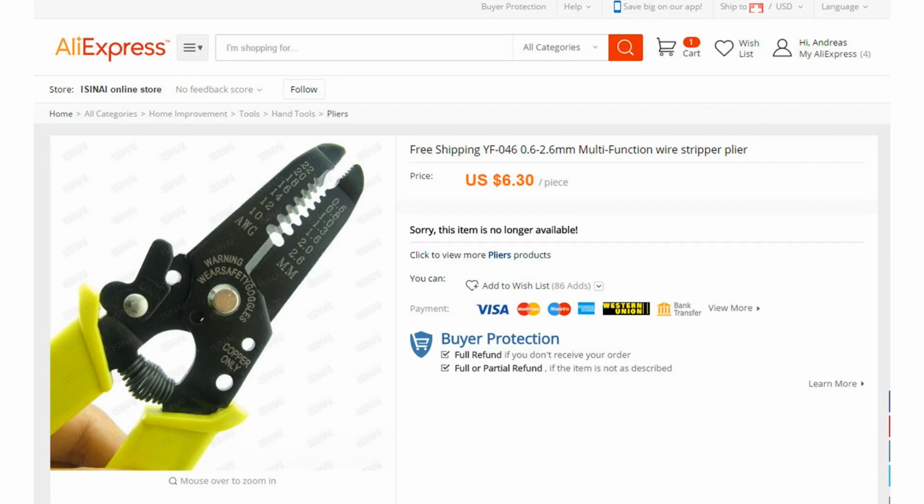I got mine from AliExpress, but I do not provide a link because the one I bought is no more listed, and I only provide links to tested sources.